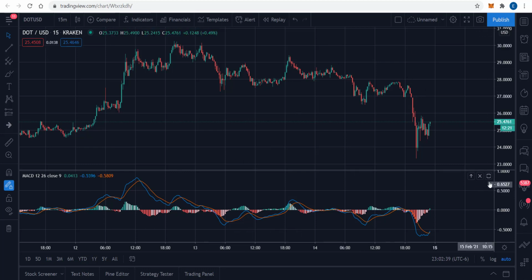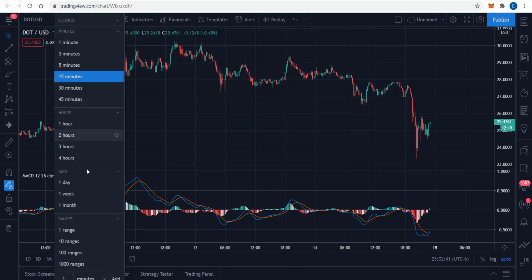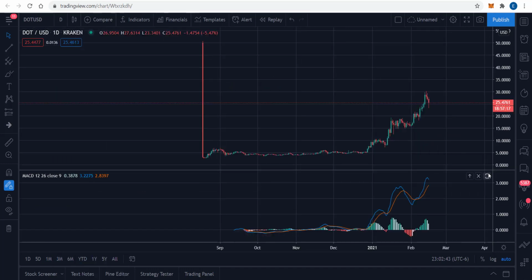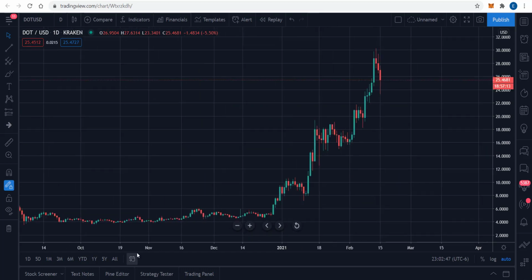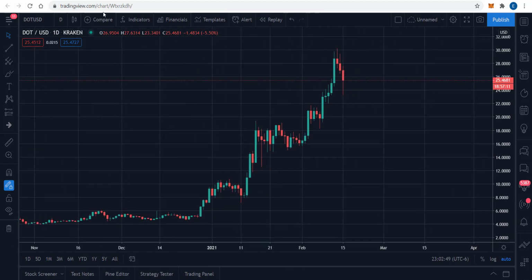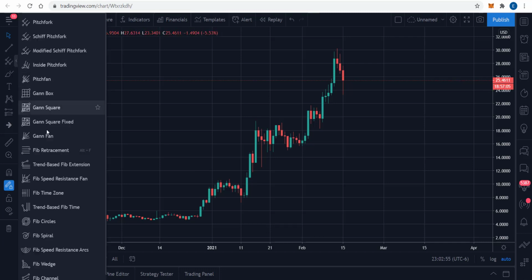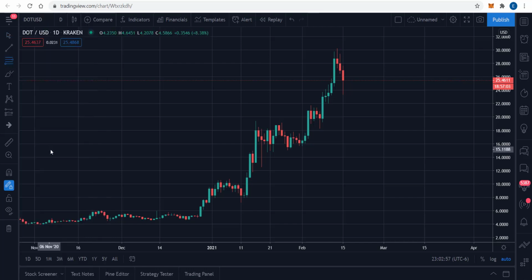Let's go ahead and move this back to the 1 day, and I'm going to get rid of this. I don't feel like the MACD was as helpful. Really quickly, we'll look at a little Fibonacci analysis just to see if we can get anything there.